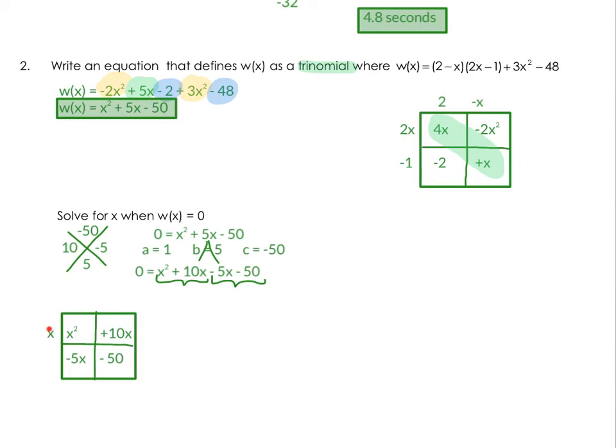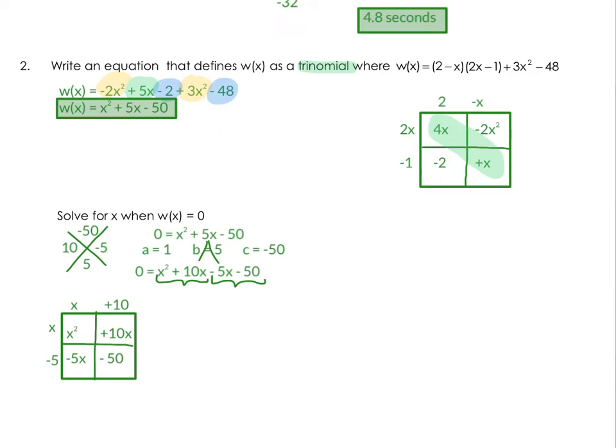So what times x is x squared? That would be an x. Then what times x will give me the 10x? That would be a positive 10. And then what times x will give me the negative 5x? And that would be a negative 5. And then remember, always check the last one. So 10 times negative 5 is negative 50, so I'm confident in my two factors.